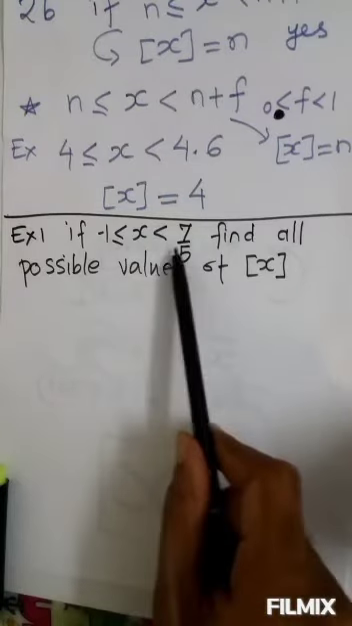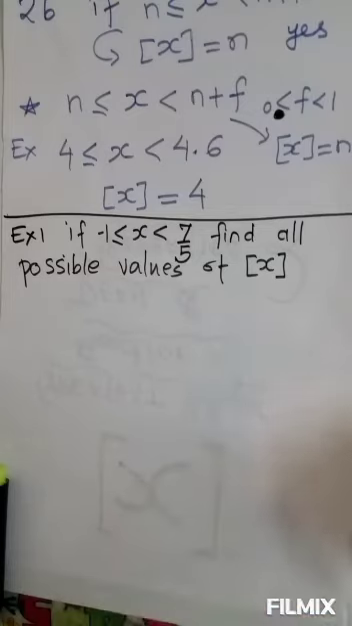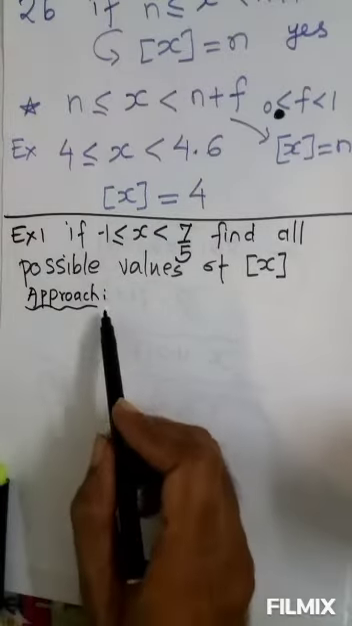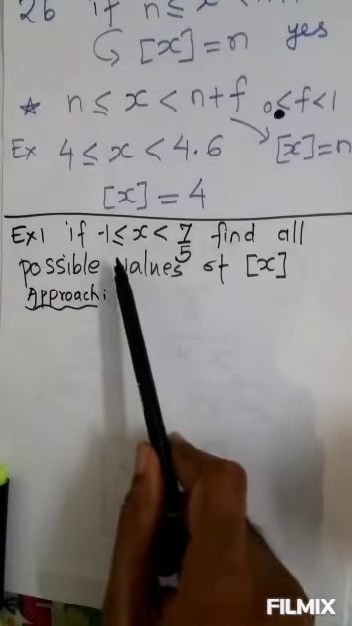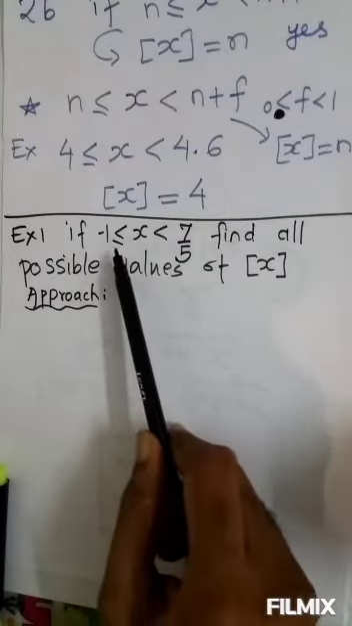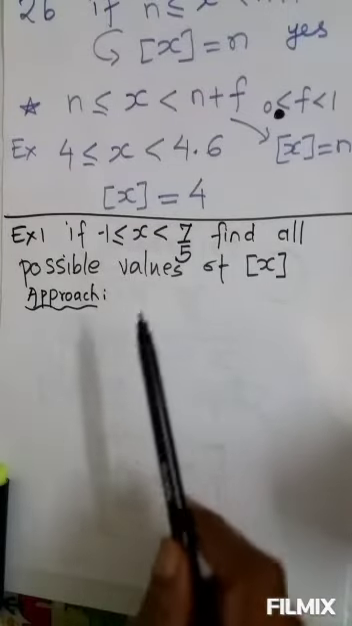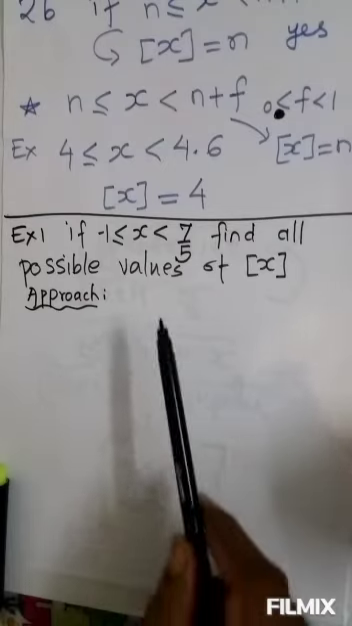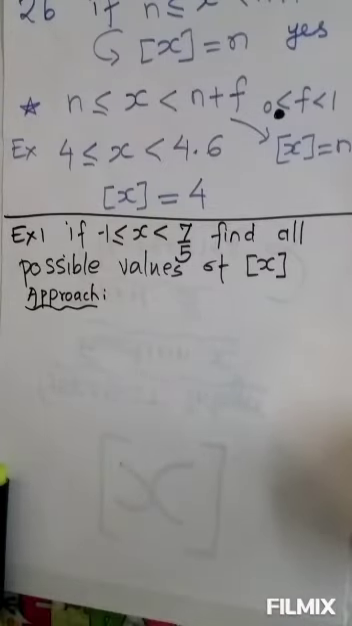If x is between -1 and 7/5, find all possible values of greatest integer x. Now how will we proceed with this? Approach: the hint is to split this interval into many intervals, from one integer to the next integer, because from integer to the next integer the value of greatest integer x is fixed, it is constant.